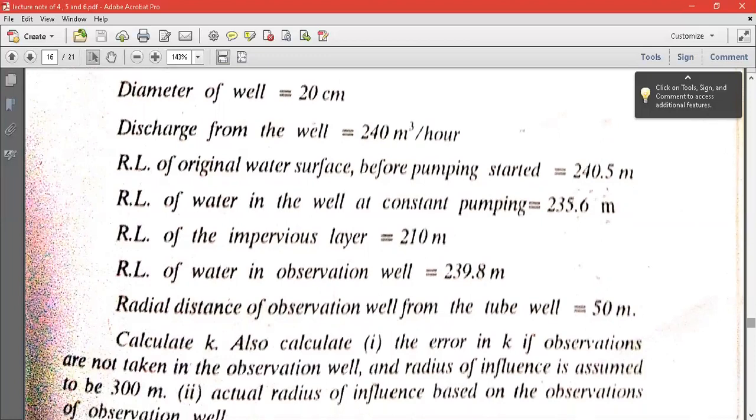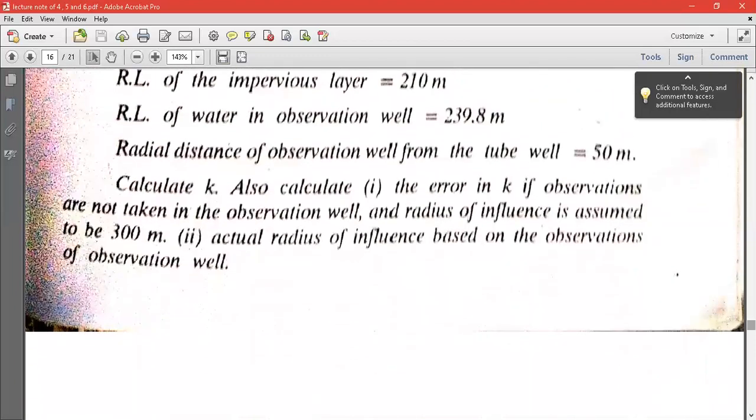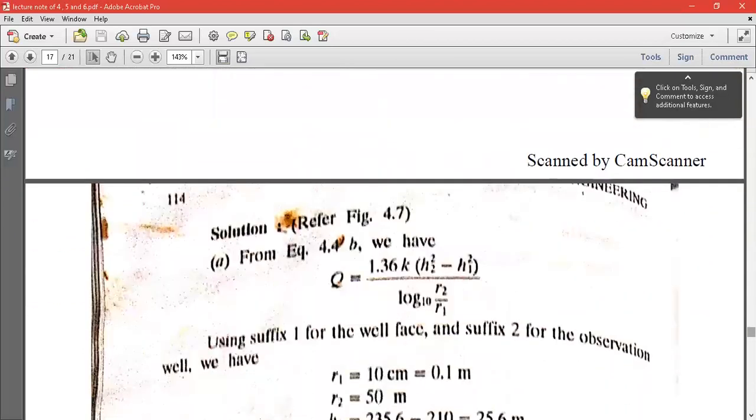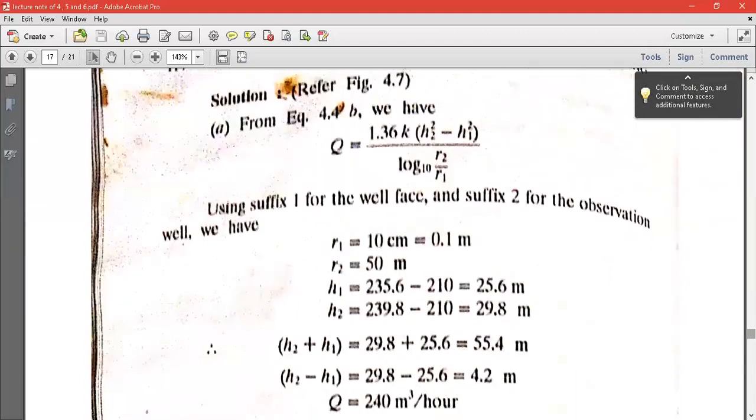So what are the values you have to find out? The error in K if observations are not taken in the observation well and the radius of influence is assumed to be 300 meter, and the actual radius of influence based on the observation well. That means if we take the observation in the observation well, then what will be the actual radius of influence? If we don't take the observation in the well, let us assume the radius of influence is 300, then what will be the error in K, the coefficient of permeability. Very interesting problem.